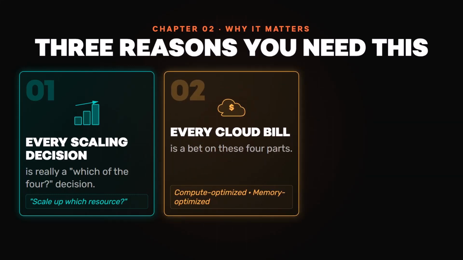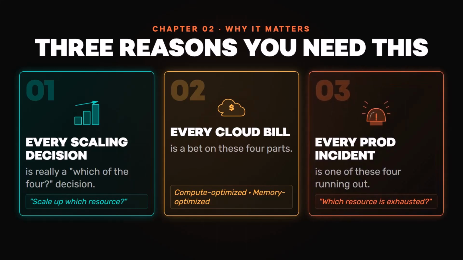Reason 2. Every cloud bill is a bet on these 4 parts. When you pick an AWS instance type, you are buying a specific mix of these four resources. A compute optimized instance gives you lots of CPU, less RAM. A memory optimized instance flips it. Pick the wrong shape and you pay double for half the performance.